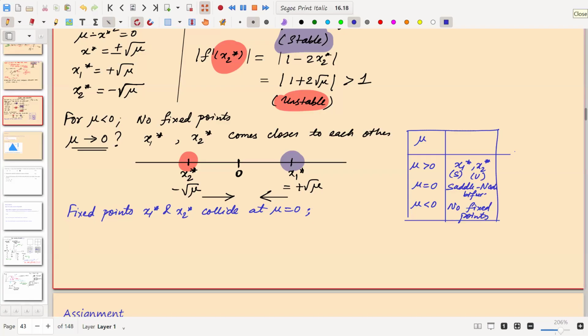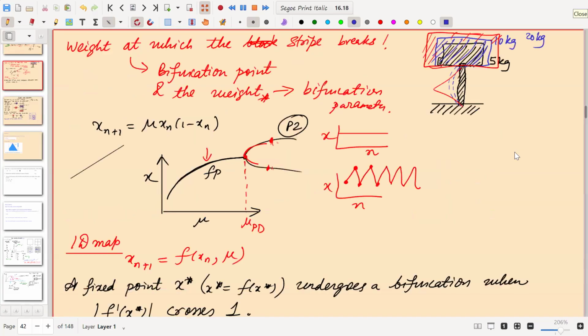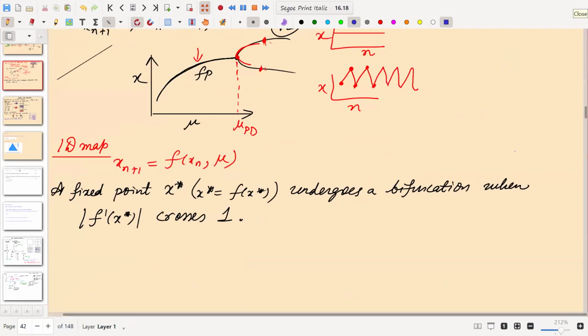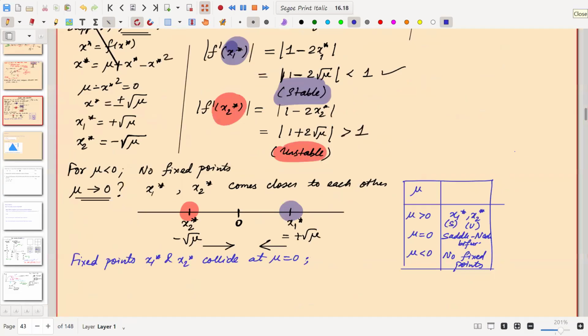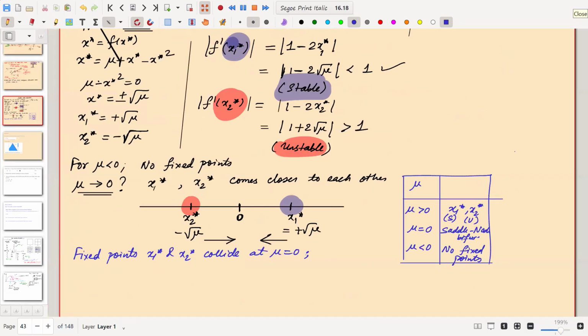But why do you have to believe me? That's the question. You should tell me, sir, you told earlier that a fixed point x star undergoes a bifurcation when the derivative crosses 1. Here you never discussed anything about the derivative. You just told us they collide, they annihilate, and that's a saddle node bifurcation. How will we believe it is actually a bifurcation or not? If it is a bifurcation, the absolute value of the derivative should pass through 1, right? So at mu equals 0, the derivative should cross 1, right?